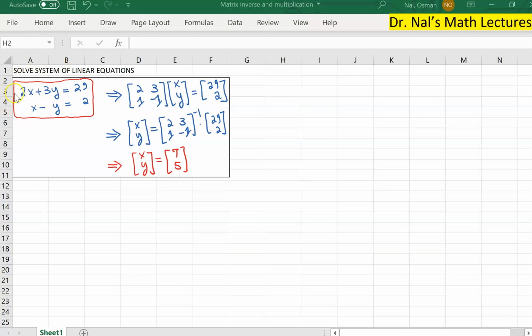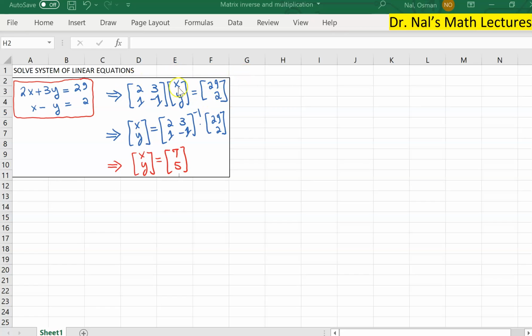So the left hand side of this equation has all variables and coefficients, and on the right hand side we have the constants. Once you have the equations in this format, the coefficients you put into the same matrix and you multiply it with the variables. In this case we have x and y. The right hand side is just 29 and 2.